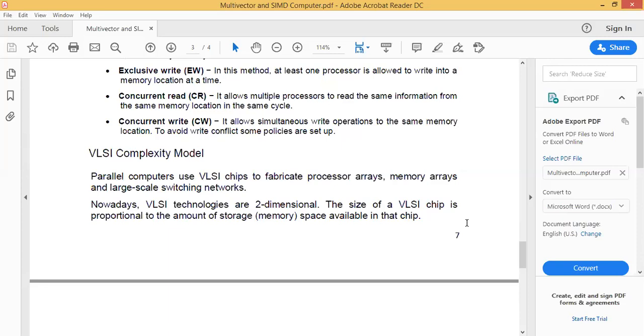And the VLSI complexity model uses VLSI chips to fabricate processor arrays, memory arrays, and large-scale switching networks. Nowadays, VLSI technologies are two-dimensional, and the size of a VLSI chip is proportional to the amount of storage space available in that chip.